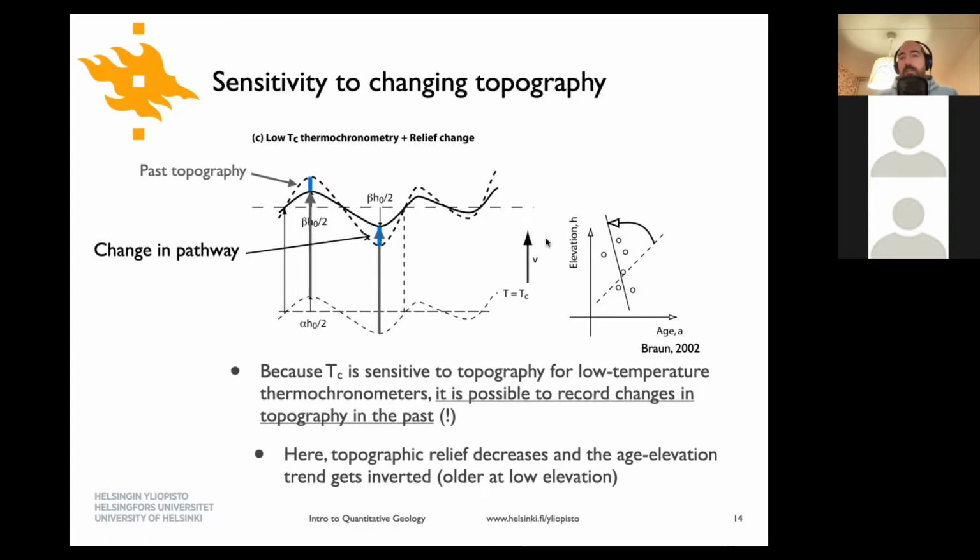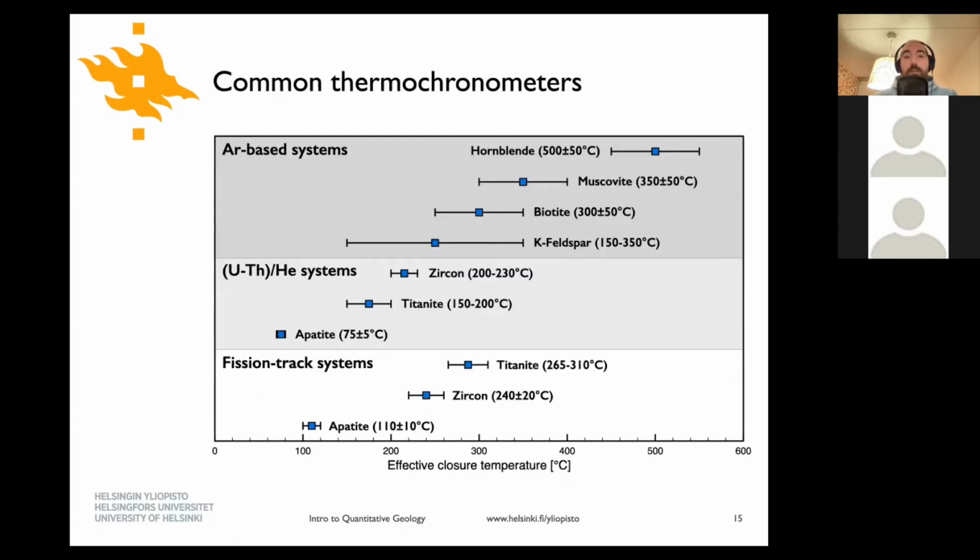So if this doesn't totally make sense to you, don't worry about it. We don't need this for the exercise, but it's just to give you a sense of why people are using low temperature thermochronology. So let's jump back here to our list of common thermochronometers. You can see that there are these three classes or groups. These are all the same kind of isotopic system, but used in different minerals.